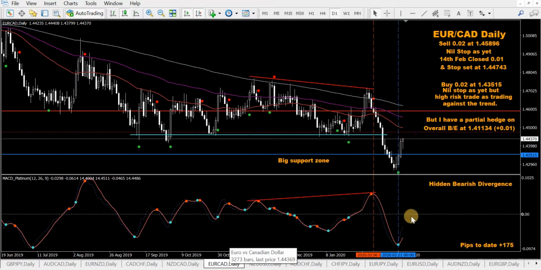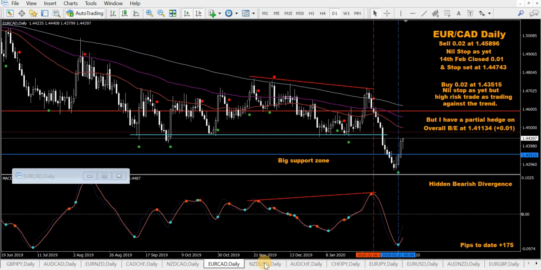So ideally, I want the MACD Platinum a long way below the 0 level, so I'll just keep it in until it gets up here somewhere, and hopefully it'll just keep on popping up and it'll stop me out on that sell trade. I'll take the rest of the profit on that, then be in profit on the buy trade also. That's the plan. New Zealand USD.